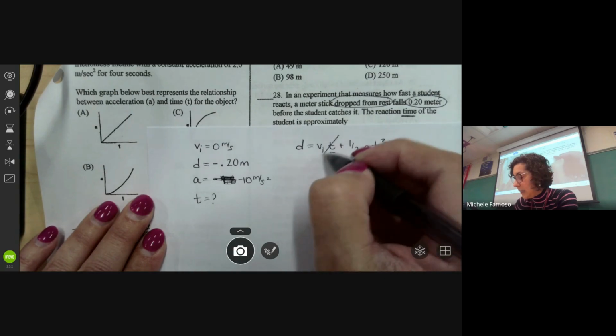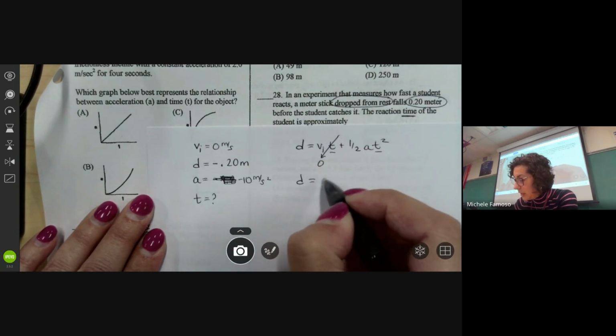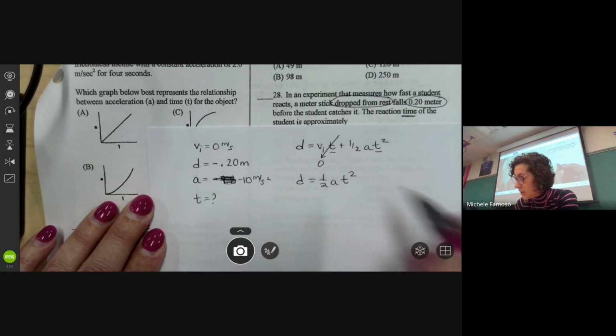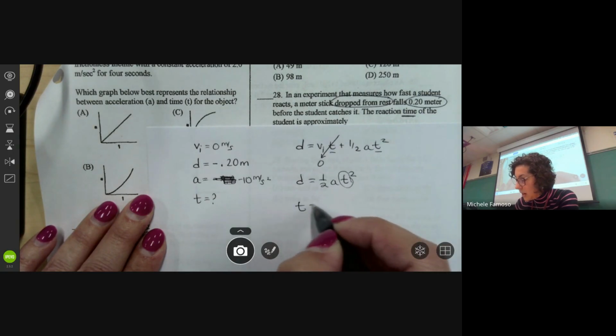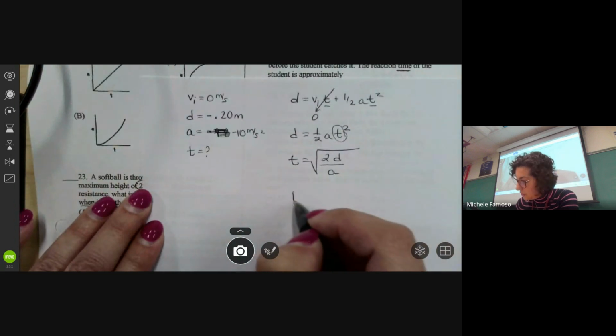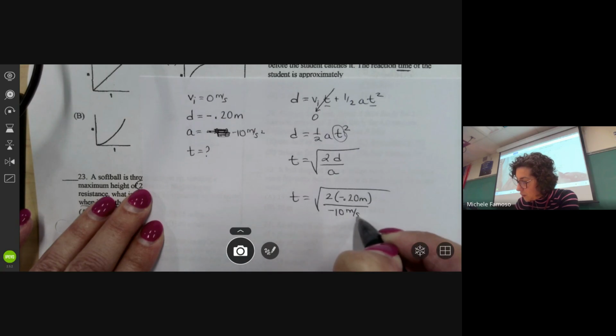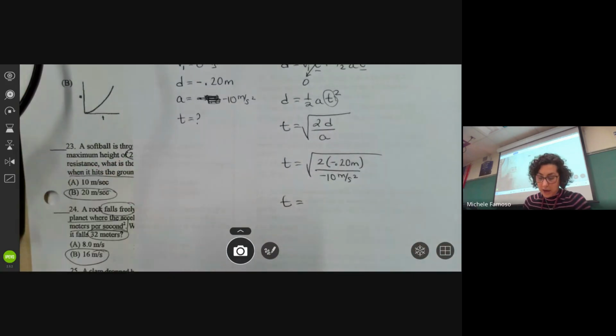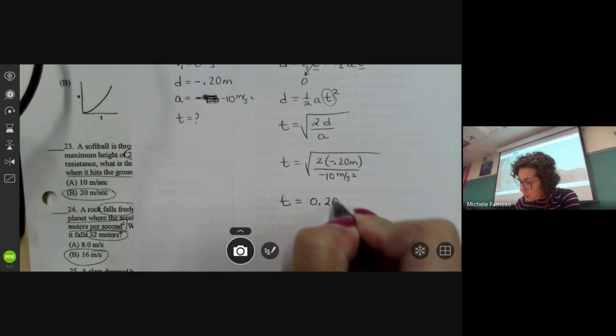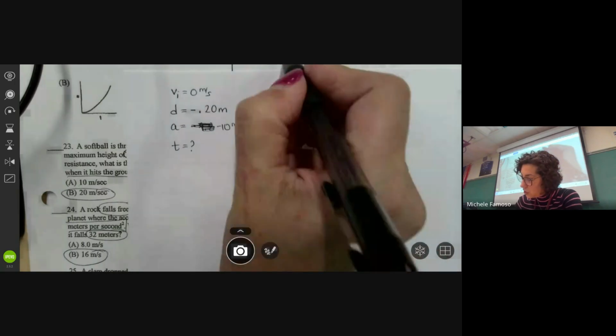Since VIT is 0, the displacement is 1/2 the acceleration times the time squared. So the time is the square root of 2 times the displacement over the acceleration. So that's 2 times -0.20 meters over -10 meter per second squared. We can now go to the calculator and solve that. Square root of 2 times -0.2 divided by -10 gives me an answer for the time of about 0.20 seconds, which is choice B.